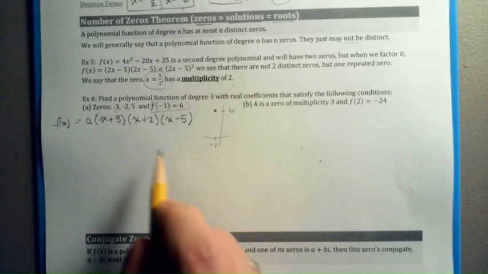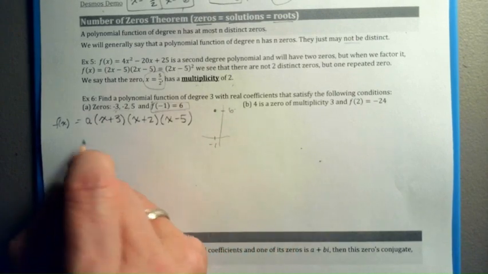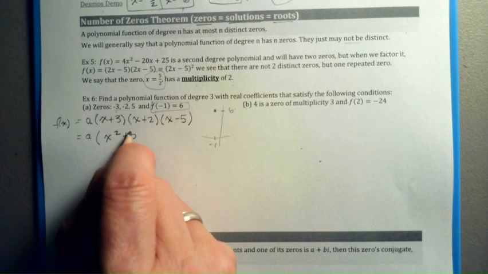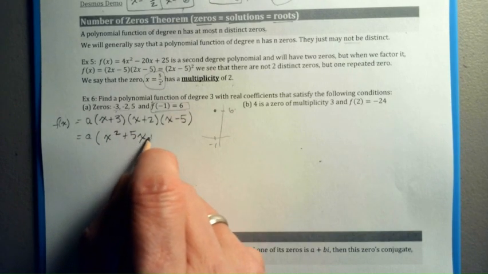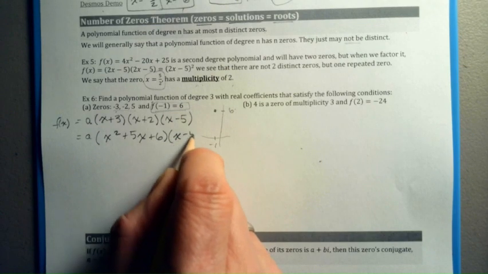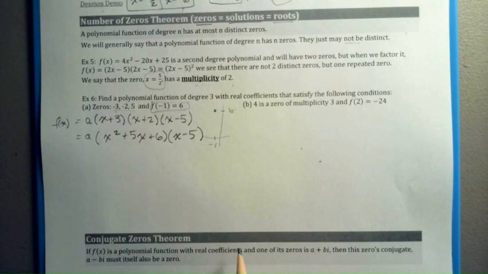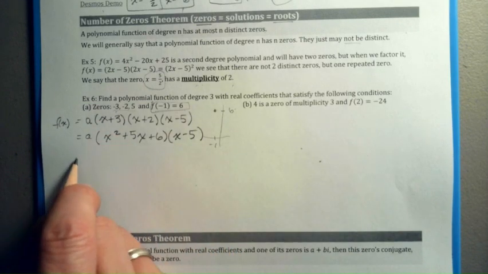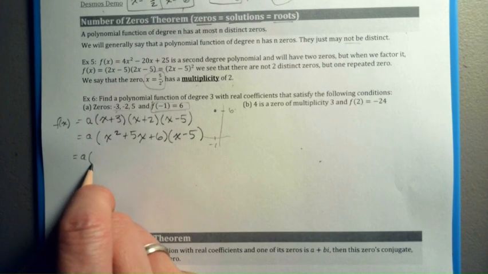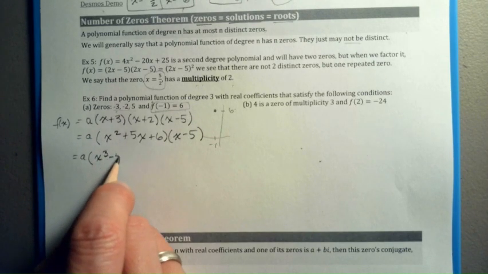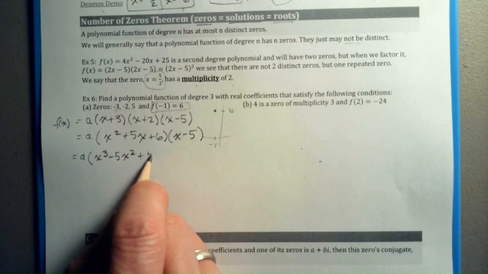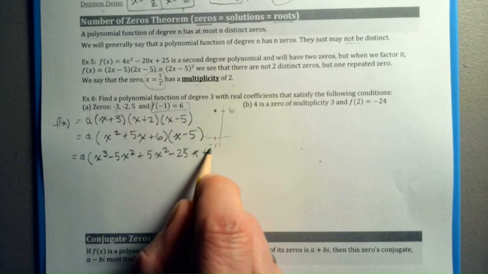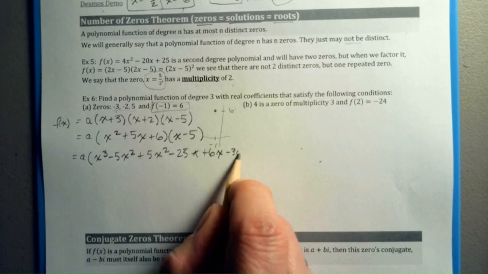And so what we want to do is just FOIL all this out. So we'll get a, and this will be x squared plus 5x plus 6, x minus 5, still there. Now we want to FOIL all this stuff together. And so that will be a, and it'll be x cubed minus 5x squared plus 5x squared minus 25x plus 6x minus 30.